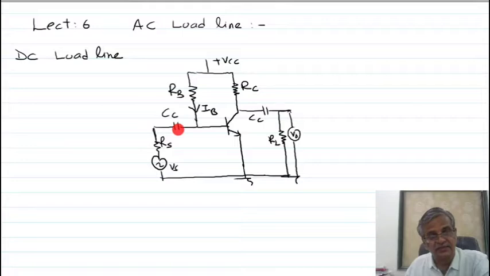CC is a coupling capacitor which does not allow the DC current to enter into the AC source. CC is a coupling capacitor which blocks the DC of the collector and allows only the AC signal to the output. The coupling capacitor blocks the DC voltage according to the equation of reactance I am showing you. This is the reactance of the coupling capacitor. For DC, the frequency is 0.